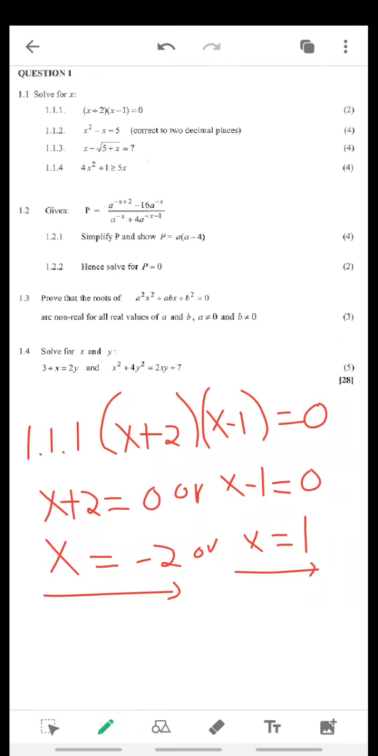The grade 12s as well as grade 11s. So we are going to look into question 1 for paper 1 mathematics, which is always on algebra.